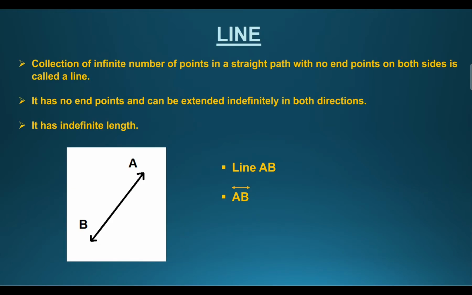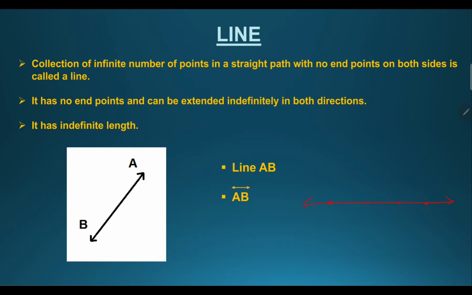The next concept is line. What is a line? When we collect lots of points, an infinite number of points, in a straight path, they form a line. Suppose we have so many points, 1, 2, 3, 4 like this, and we collect them all in one straight line, they form a line. It has no endpoints and can be extended indefinitely in both directions.